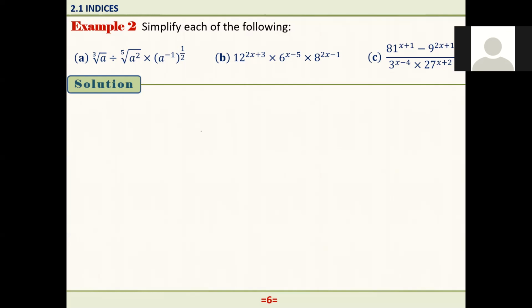The pen is a bit strange. Maybe you should change your pen. Just right click and change the pen. Okay, that's better, I think. Good.